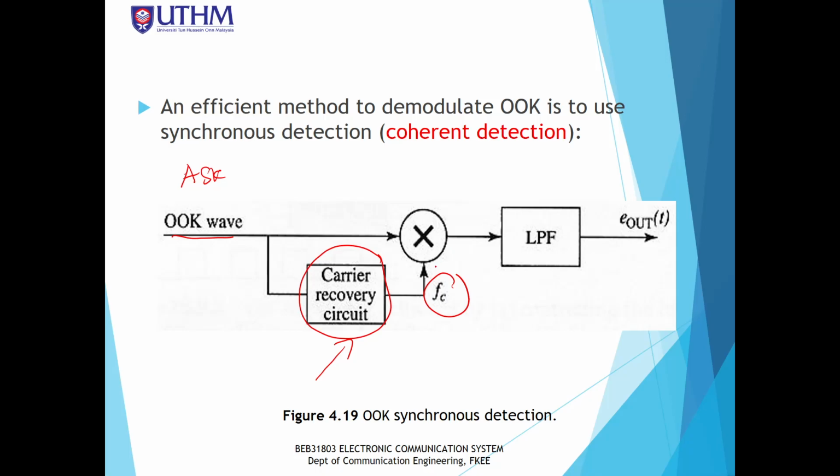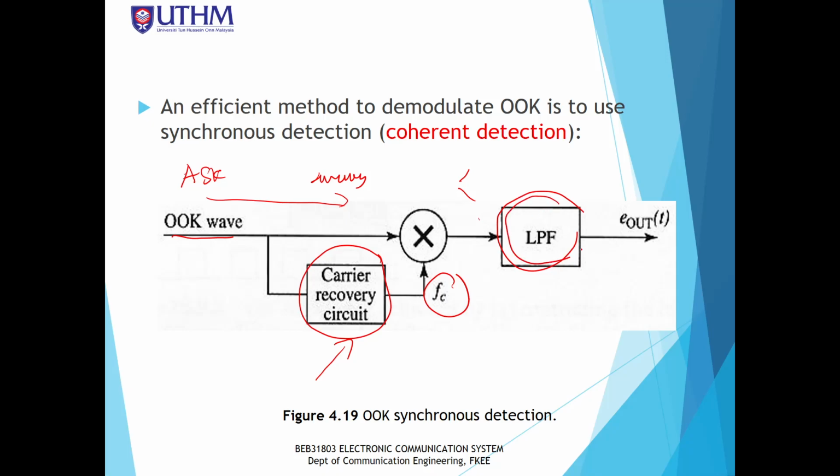So we multiply with the input ASK, and you see that here is the analog signal. When you multiply with the analog signal, you are going to produce the upper sideband and also the lower sideband, and you need a filter to filter out which part you want. Either you want the upper sideband or the lower sideband.